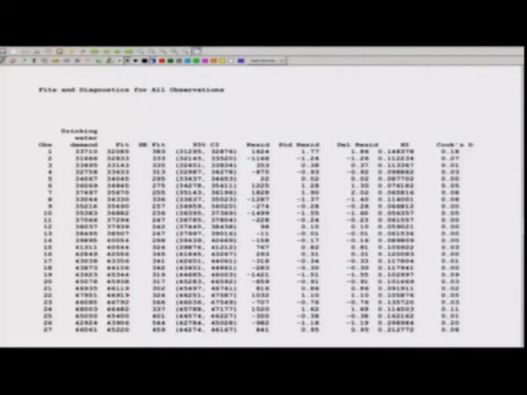Now this is a table where we have stored all the fits and diagnostics, and since we had given the option that we need it for all the observations, we now have 27 observations, and these statistics are available for all the 27 observations. Now I will try to explain it in the symbolic notation we used earlier in the lecture. The first column is drinking water demand, so this is nothing but our yi, and this is the fit. That means this is the value of yi hat, and this is the standard error of fit. So this is essentially the standard error of yi hat, and i goes from 1 to 27.